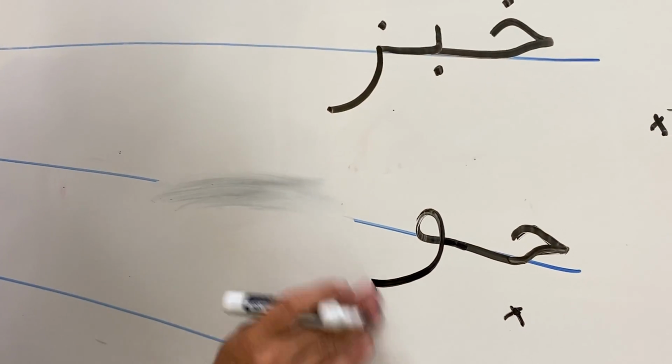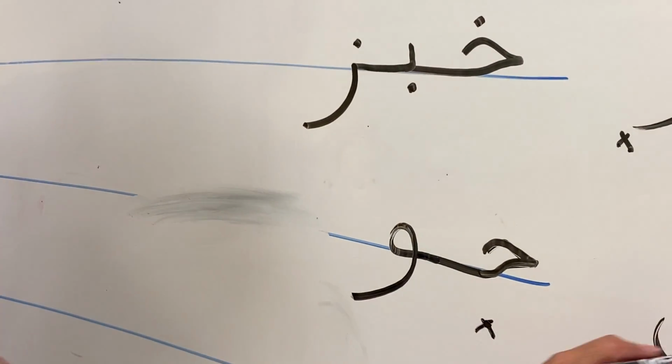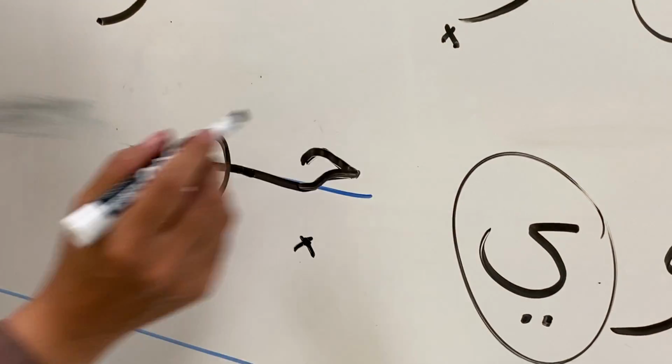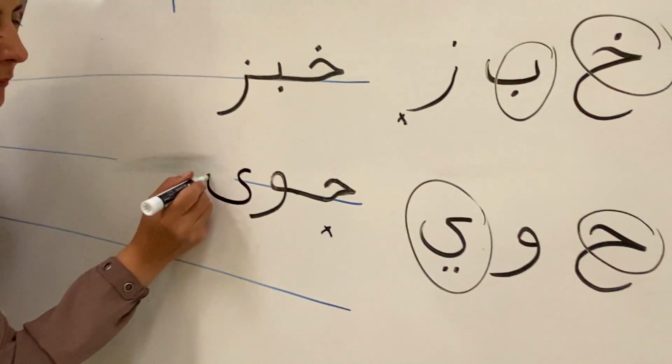And I cannot connect the wow from the left side. So what should I do? With the wow, I write the whole thing. I'm just gonna go and put the ya by itself.